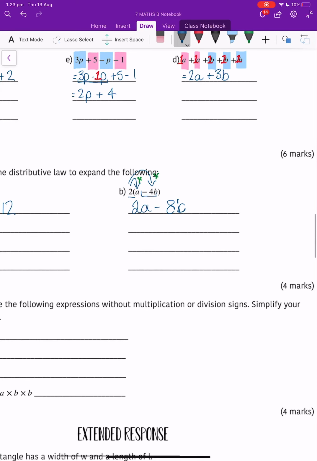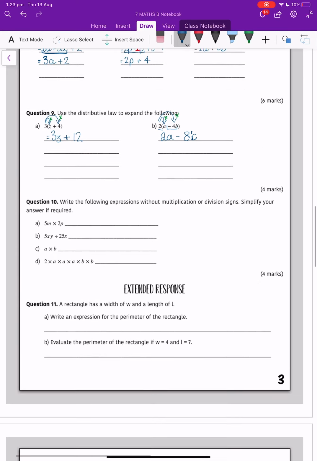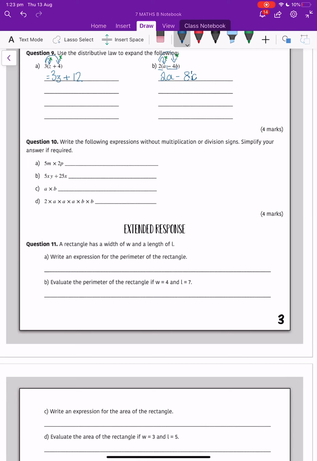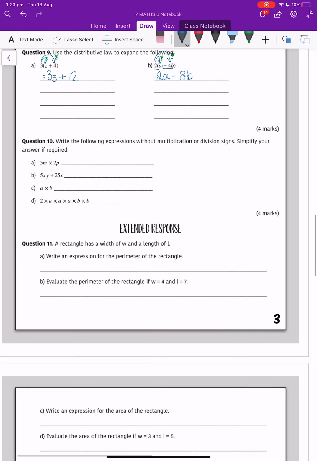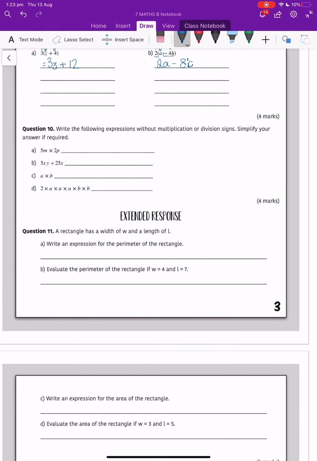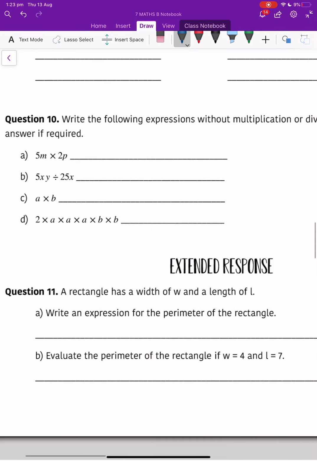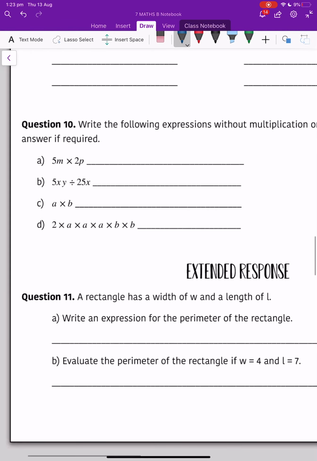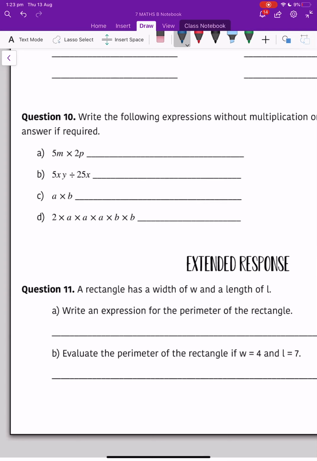Here you go. Question 10. Write the following expressions without multiplication or division signs. Simplify your answer if required. So that means if you can simplify it, but if you can't, you can't. Okay, so when we're multiplying or dividing expressions, we can actually combine terms that are not like. This is different to when you're adding and subtracting, and you must remember that because that's where most students make the most mistakes.